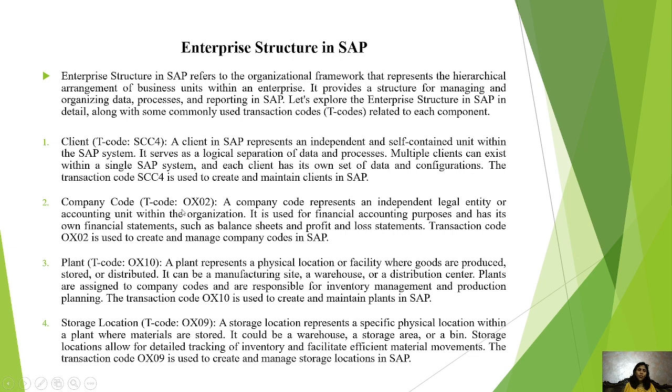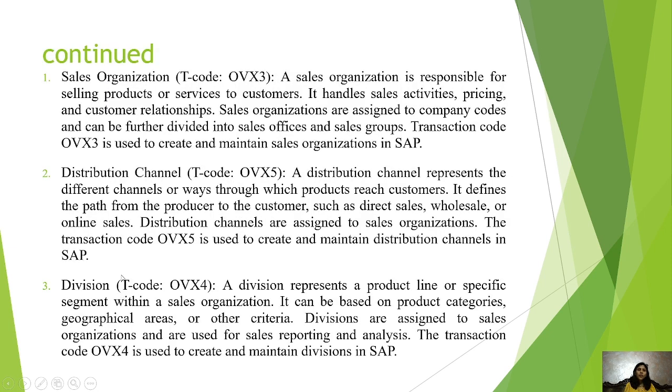The company code T code is OX02. The plant code is OX10. For storage location, the T code is... SAP is based on your transaction code. Otherwise, you can use the transaction code, or you can go in a pathway.